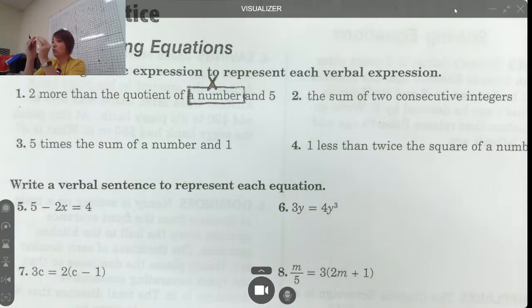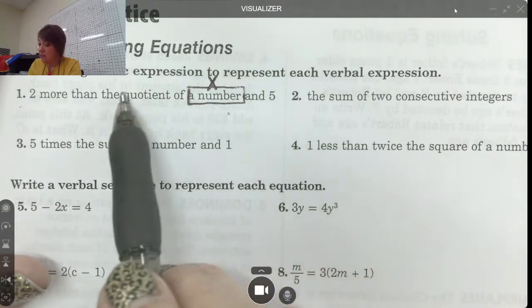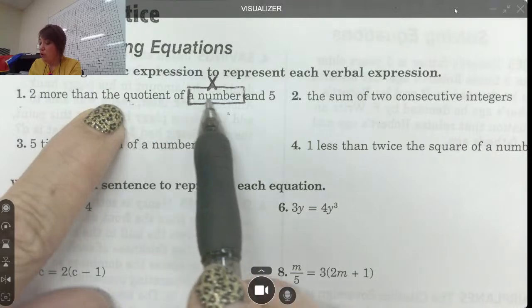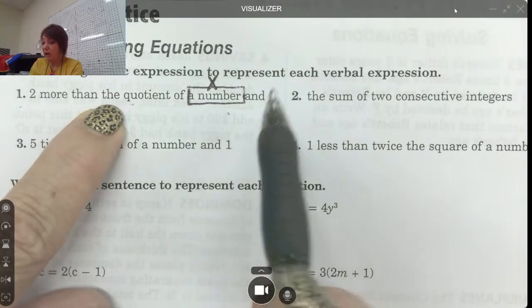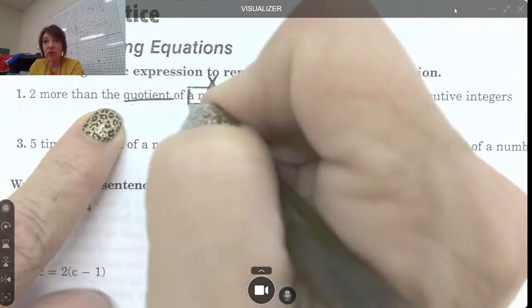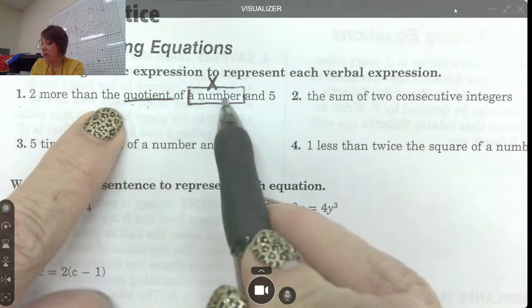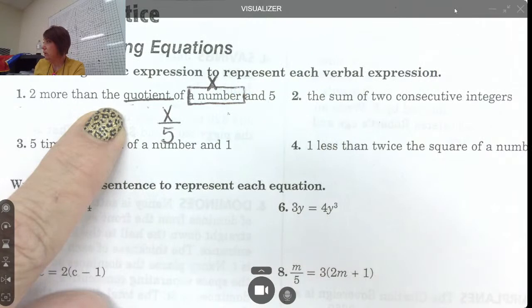Then we're going to work out from that. So we're going to start with a number and work out from it. So we go to what's the first thing that we say about a number? What do we do with it? Well, it says the quotient of a number and 5. Do y'all remember what the word quotient means? That's an answer when you divide, right? So the quotient of a number and 5 means we take a number and we divide it by 5.